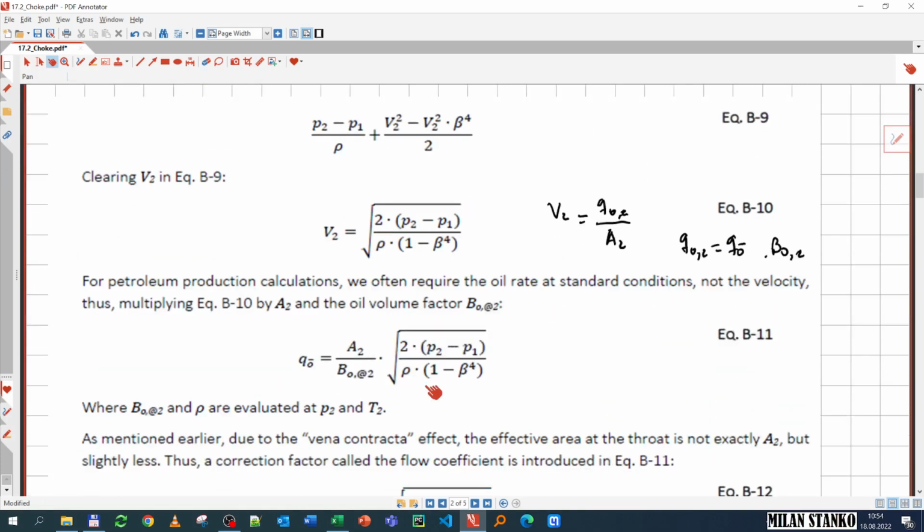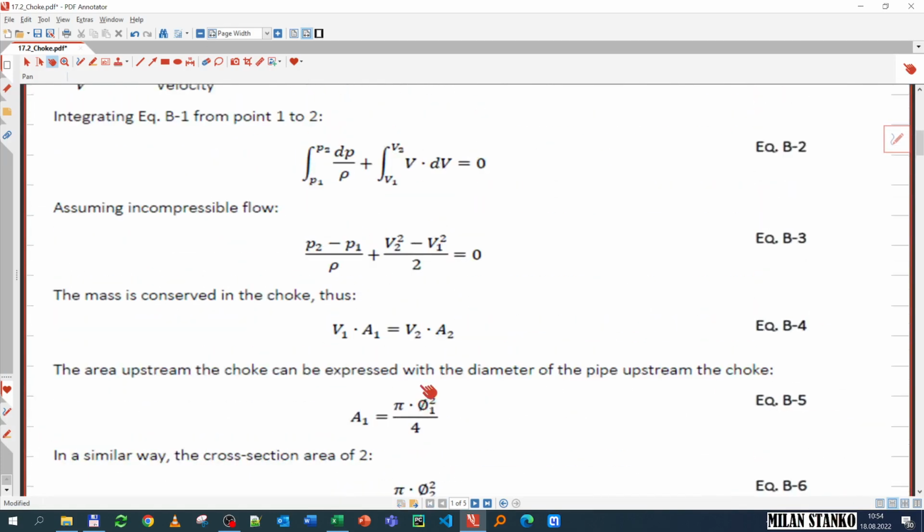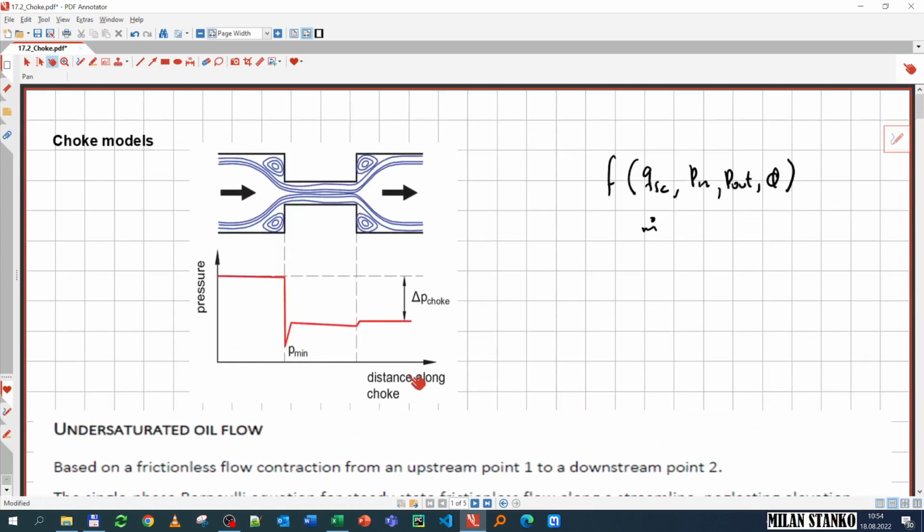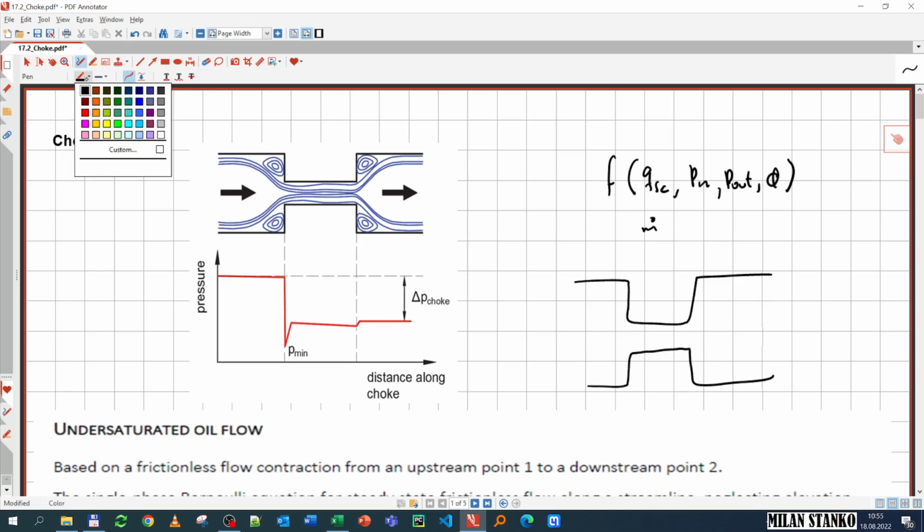So one deficiency that these models have is that in reality, what occurs at the vena contracta, or at the throat, you have lots of recirculations and lots of detachment from the wall. So it might be something like that, and then you have a lot of recirculations here. So the effective area through which the fluid is flowing is essentially less. It's not exactly A2, but something that is less.